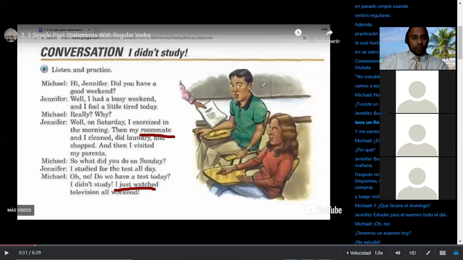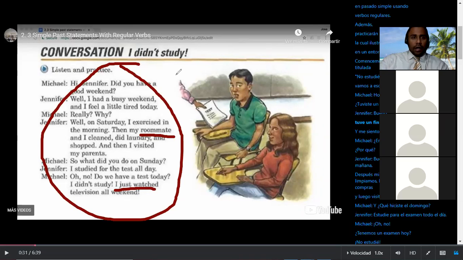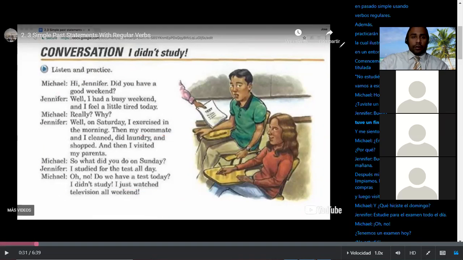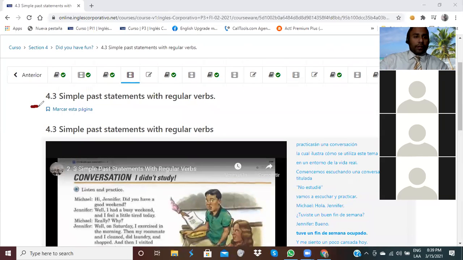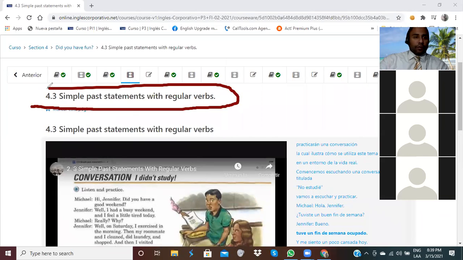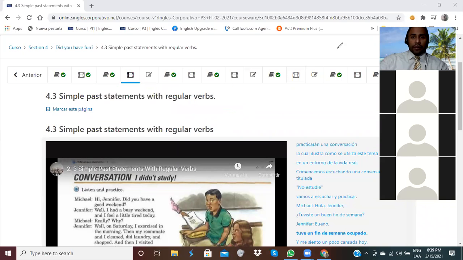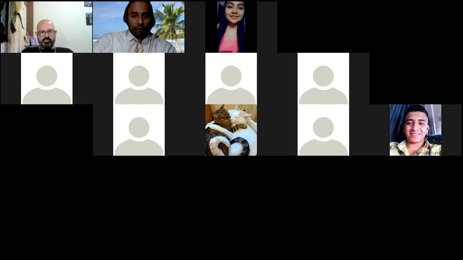In the activity, ¿cuántos ejemplos vamos a hacer? ¿En cuál actividad? ¿En esta? Ah, aquí solamente vamos a practicar la conversación. Michael and Jennifer. Speaking. Pronunciation. This is in section 4.3. Simple past statements with regular verbs. You are going to practice the conversation in pairs. Are you ready? I am ready. All right, let's do it.